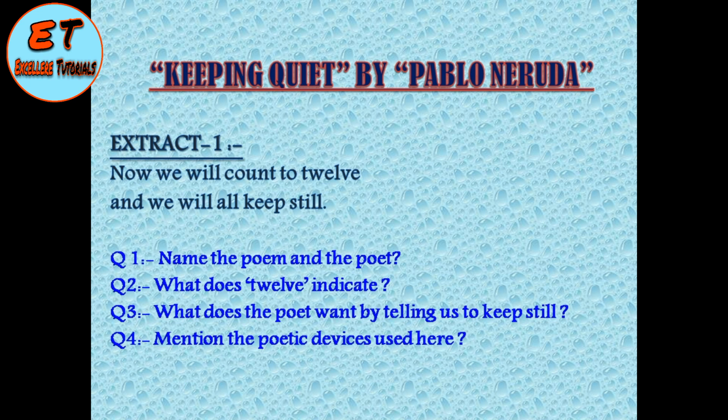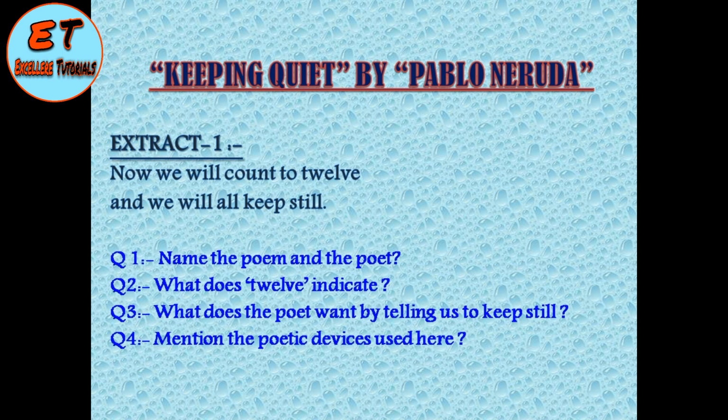Answer, the name of the poem is Keeping Quiet, composed by Pablo Neruda. Question number 2, what does 12 indicate? Answer, 12 indicates the 12 digits in the clock, the 12 months, as well as the main 12 yogic asanas.